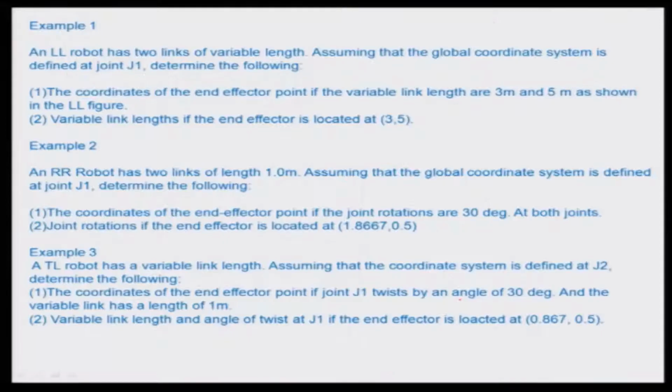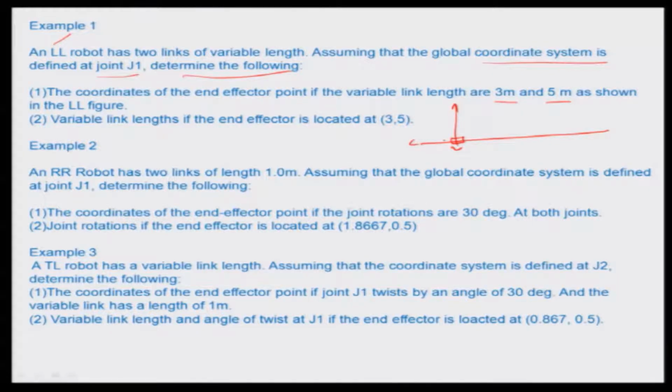Let us do some problem examples. Let us say an LL robot, a linear robot, has two links of variable lengths. Assuming the global coordinate system is defined at joint J1, determine the coordinates of the end effector points. Link lengths are given to be 3 meters and 5 meters. So, if I look at this particular robotic system, the global coordinate system is defined at the joint J1. Therefore, the joint J1 is defined at the origin.